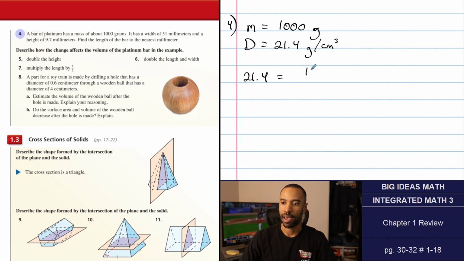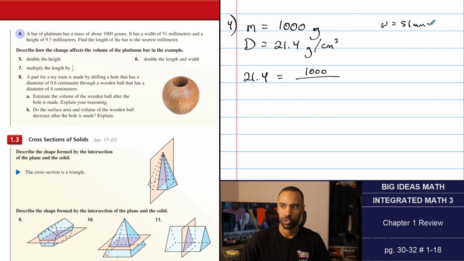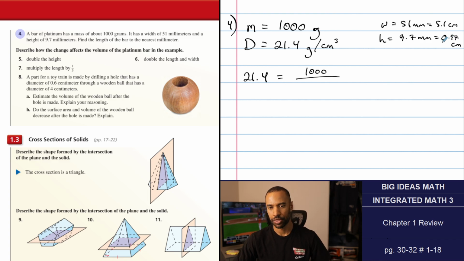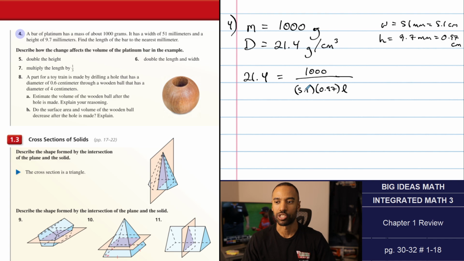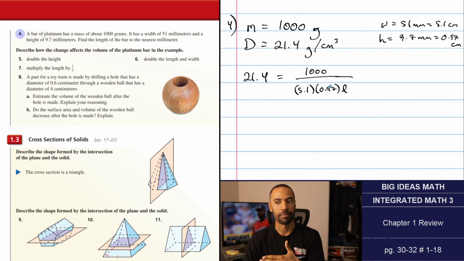So density is mass over volume. Now, our volume, we have a width of 51 millimeters, which is 5.1 centimeters. We're going to use that number. We have a height of 9.7 millimeters, which is 0.97 centimeters. Now, we don't know the length, and when we get the answer for L, because we're using centimeters now, it'll be in centimeters. Then we have to multiply by 10 to get the millimeters after. So we're going to do 5.1 times 0.97 times L. That's our volume. Length times width times height.